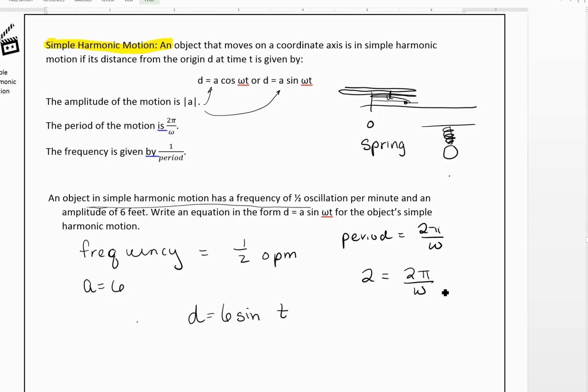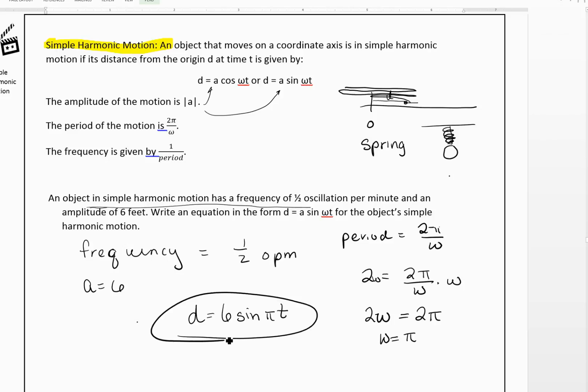If we solve for omega, we multiply both sides by omega. So 2 omega equals 2 pi. Divide both sides by 2, so omega equals pi. So we can put that in here, and that tells us that the formula that would describe this object would be d equals 6 sine of pi t.